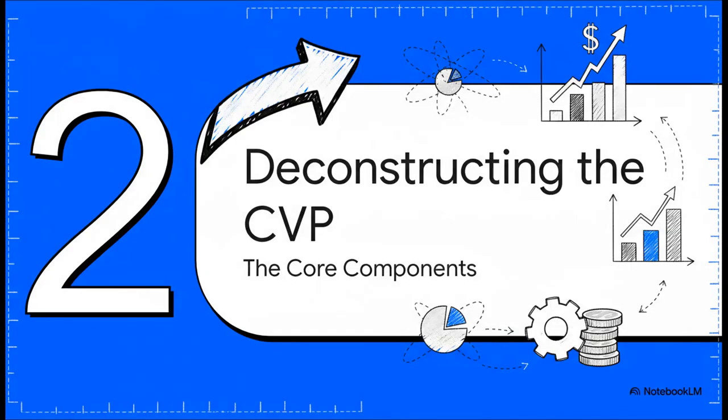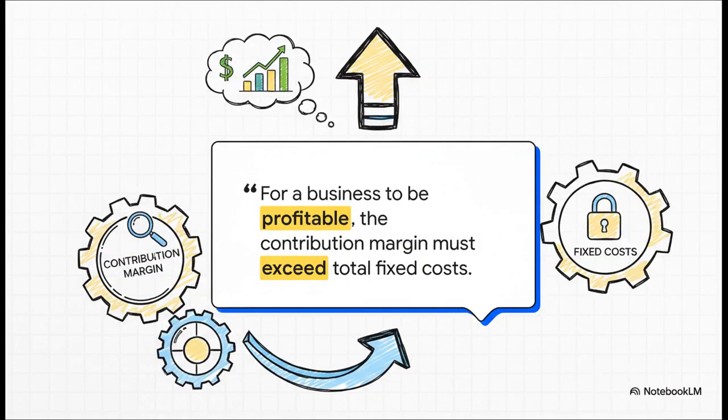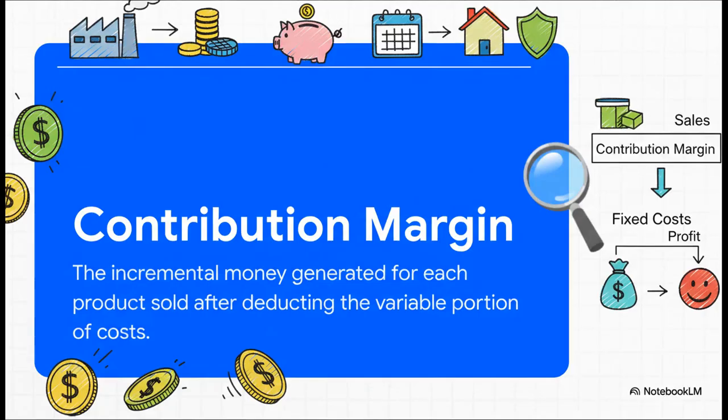Okay, so to really get how CVP works, we've got to look under the hood. It really just comes down to a couple of core parts, but when you put them together, that's when you get some amazing insights. So let's deconstruct this engine. This right here gets to the absolute heart of it. The entire game of profitability, at least in the CVP world, hangs on one single, super powerful idea: the contribution margin. Seriously, if you get this one concept, you've pretty much cracked the code on CVP. So what on earth is it?